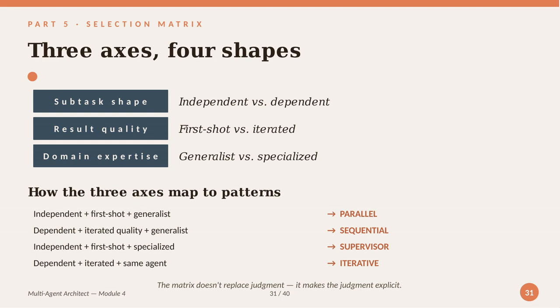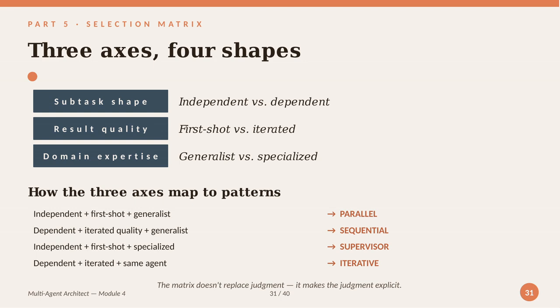Axis 2. Result quality. Is first shot good enough, or does the work need iteration to hit quality? If first shot is fine, parallel and supervisor are on the table. If iteration is needed, sequential pipeline or iterative refinement comes in. Axis 3. Domain expertise. Does the work fit a generalist, or does it want a specialist? If generalist, parallel and sequential work. If specialized, supervisor is on the table.